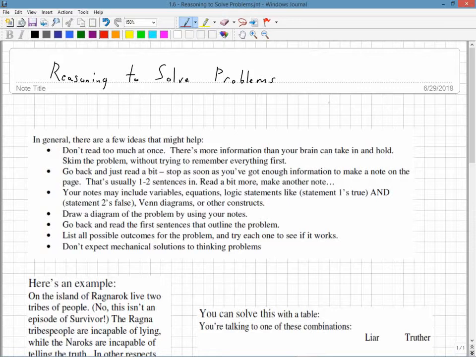Go back and read the first sentences that outline the problem. What am I actually trying to do? List all possible outcomes for the problem and try to see if each one works. Don't expect mechanical solutions to thinking problems. So it's not always going to be an algebraic solution. Sometimes you'll actually have to write it through.